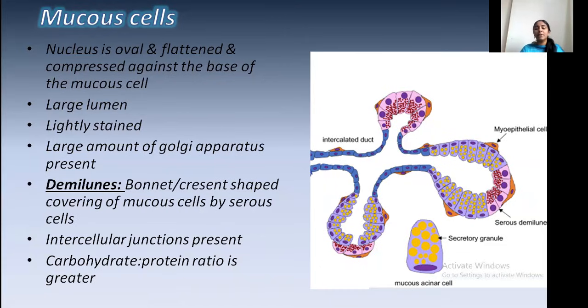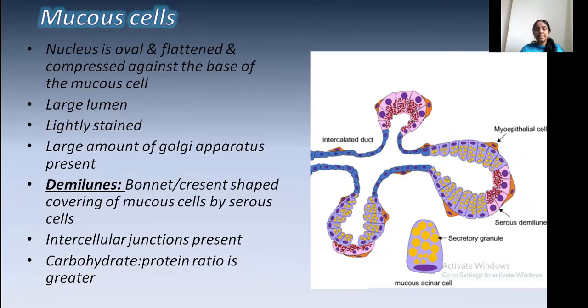Demilunes. You have to learn about something called serous demilunes. Now this is a serous demilune. They are nothing but this yellow colored half crescent shaped area. Crescent shaped area is the serous demilune. They are bonnet or crescent shaped covering of the mucous cells by the serous cells. That is serous demilune. I repeat again, bonnet or crescent shaped covering of mucous cells by the serous cells. The intercellular junctions are present and the carbohydrate to protein ratio is greater.